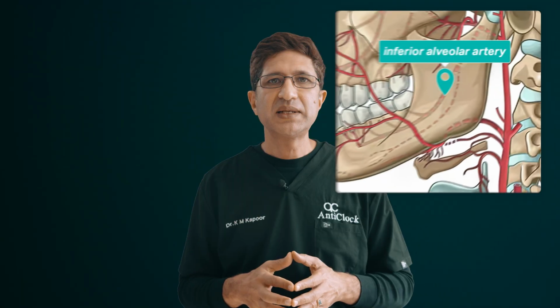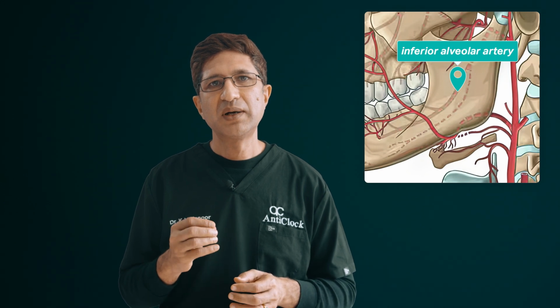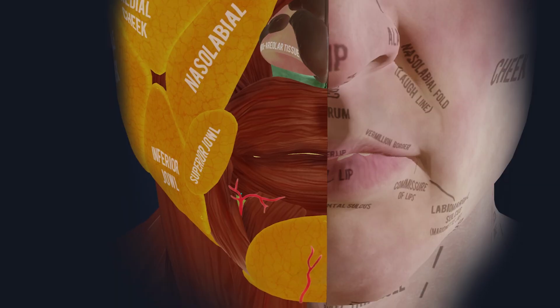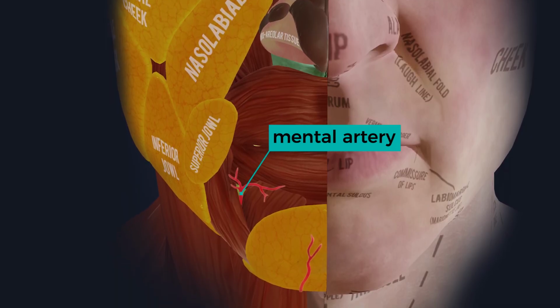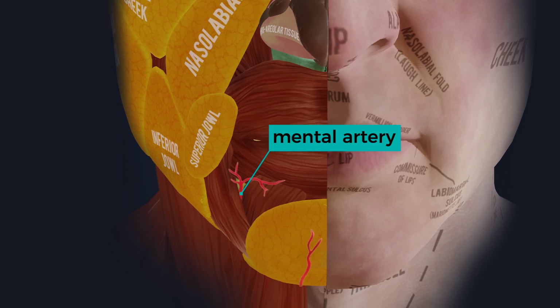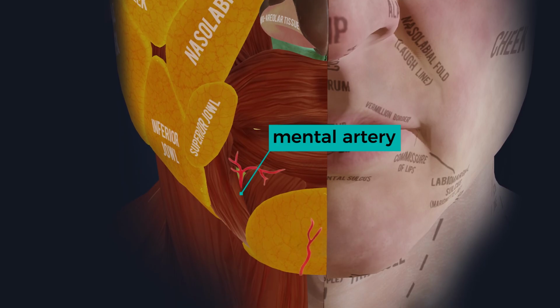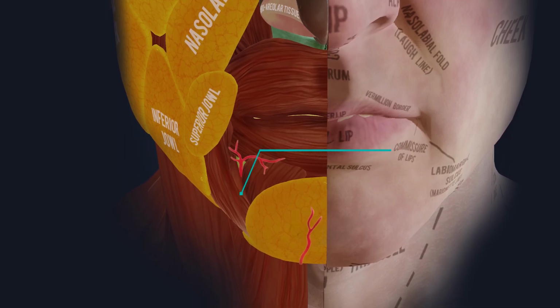The mental artery is a branch of the inferior alveolar artery and it supplies blood to the chin area and the lower lip area. The mental artery, which is located near the mental foramen, provides blood to the chin and the lower part of the jawline. When performing chin augmentation or jawline contouring, knowing the position of the mental artery is vital for avoiding vascular complications.